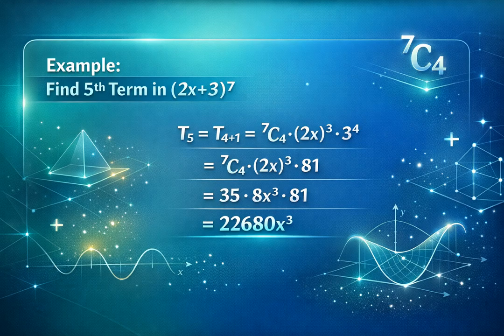Let's find the fifth term in (2x+3) to the 7. t5 equals t subscript 4 plus 1, so r equals 4. Using the formula, 7C4 times (2x) to the 7 minus 4 times 3 to the 4. That's 7C4 times (2x) cubed times 81. Calculate. 35 times 8x cubed times 81 equals 22680 x cubed.